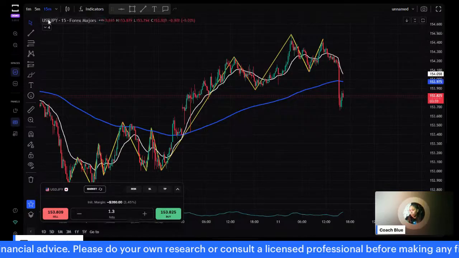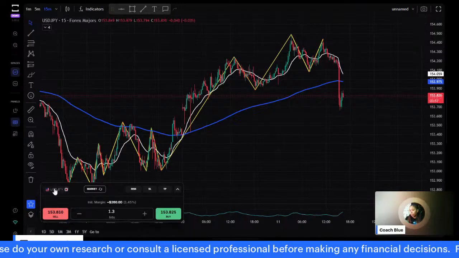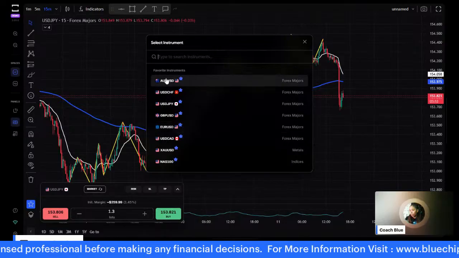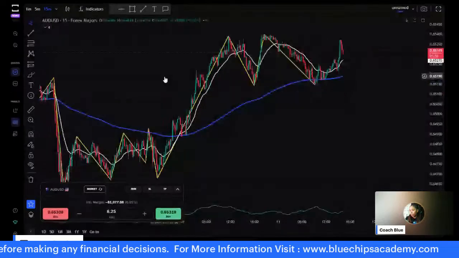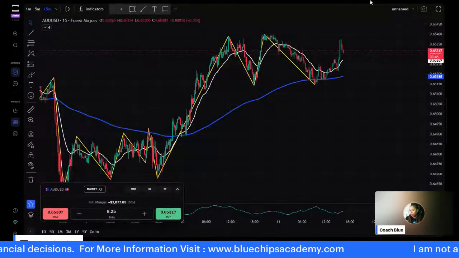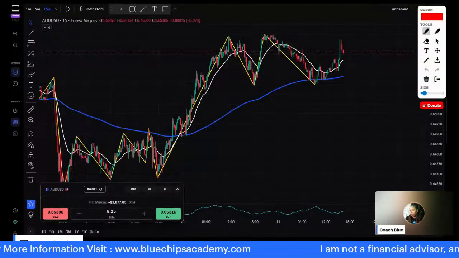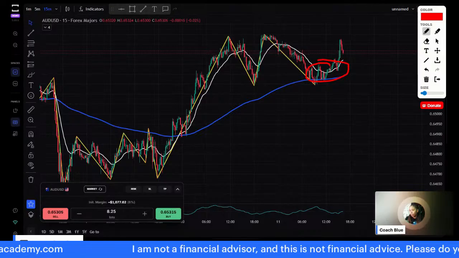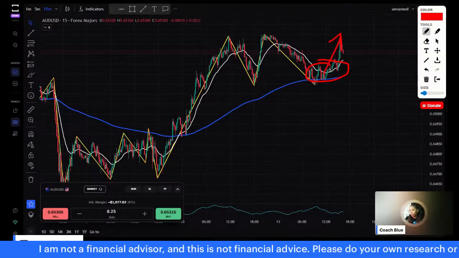Everything else was just kind of GBP USD. We did get an AUD USD and Euro USD. Let's go take a look at those. Price near the 200. All right, so if you got into this, you definitely won. This was a great buy for AUD USD.